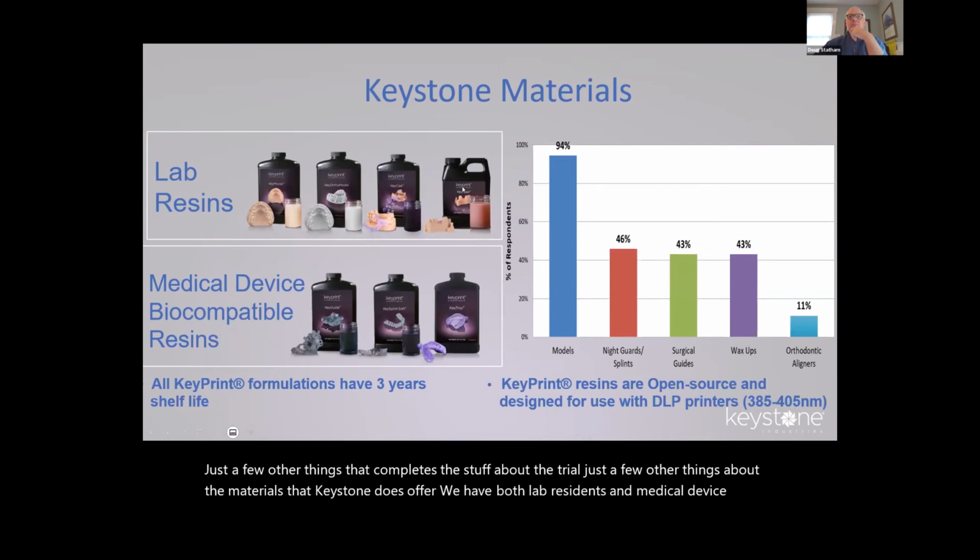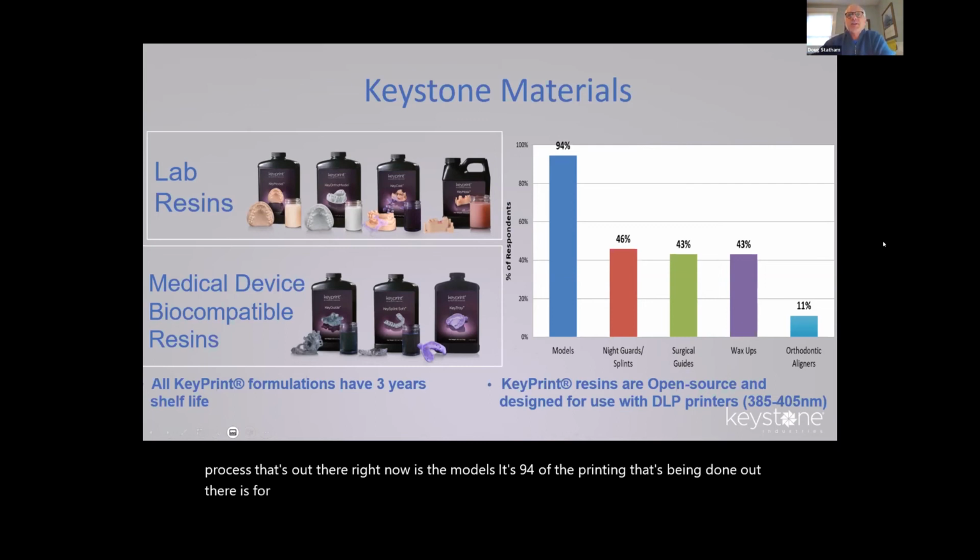You can see here the number one printed material out there right now, or process, is the models. It's 94% of the printing that's being done out there is for models. That being said, that's a little skewed, only because of the orthodontic market and the number of models that are used for doing vacuum forms for clear liners. Those guys are doing hundreds of thousands of models a day. So that's what skews this number.